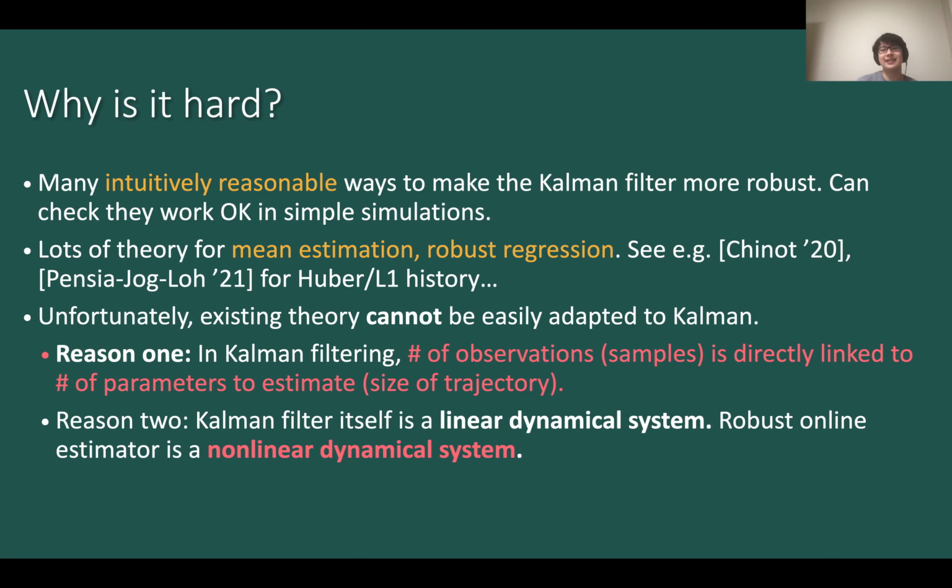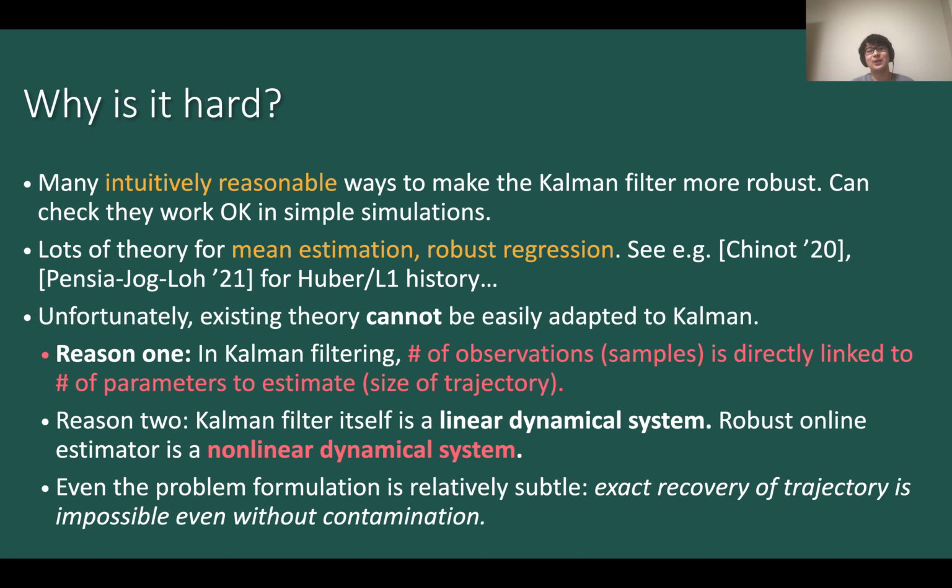The second reason, which will show up a lot if you try to construct an online estimator like the Kalman filter directly, in particular, this is an issue when you try to analyze the modifications of the Kalman filter I discussed on the previous slide, is that the Kalman filter ends up being nice to analyze because it is a linear dynamical system itself. On the other hand, we know for robustness we need nonlinearities, and this creates some kind of dynamical system which is much more difficult to analyze.